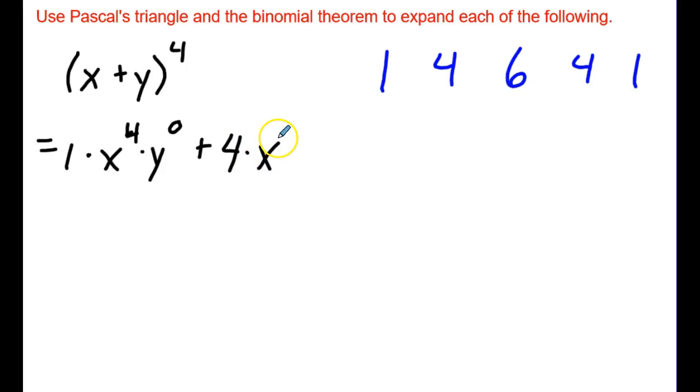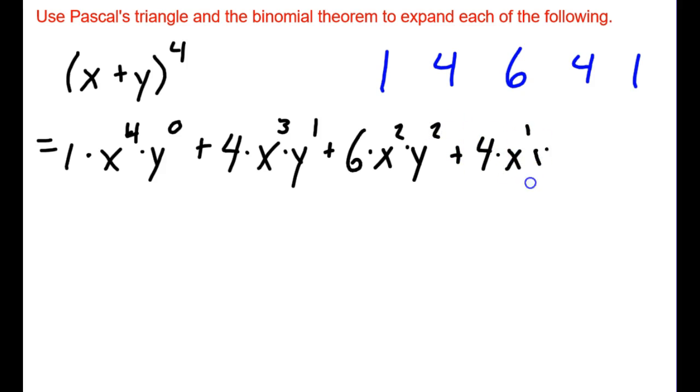The exponent value on my x variable is going to decrease by 1 each time. So this is going to be 3, times y to the first power. That's going to increase by 1. 3 plus 1 gets me 4. Plus 6 times x squared times y squared. Plus 4 times x to the first y cubed. And then at the end, plus 1 times x to the 0 times y to the fourth.